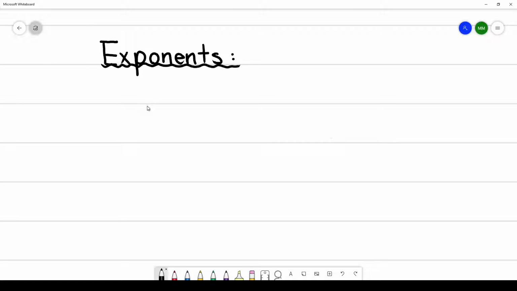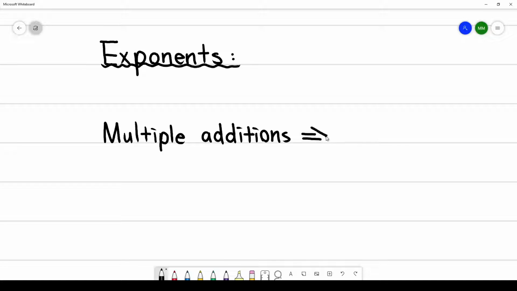Really, when we say exponents, so when we have multiple addition, we get multiplications. So we add many things together, that's multiplying. So what happens when we go multiple multiplications?